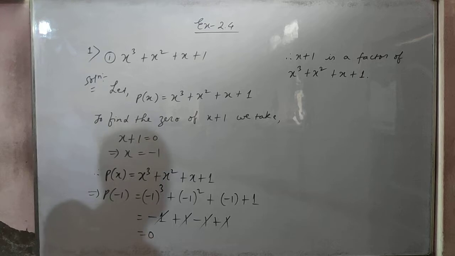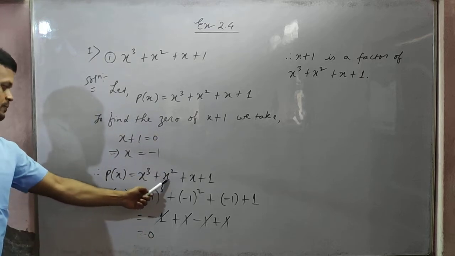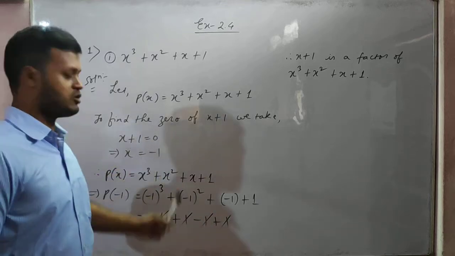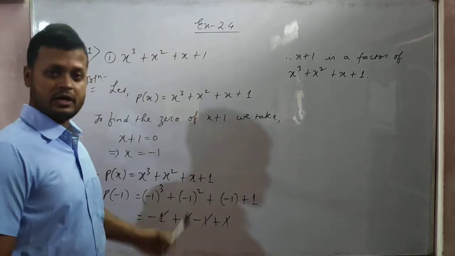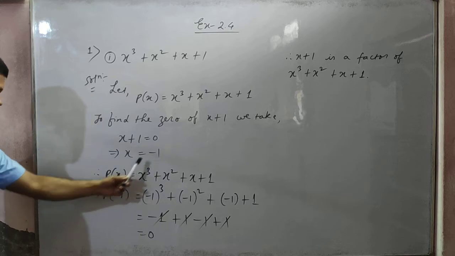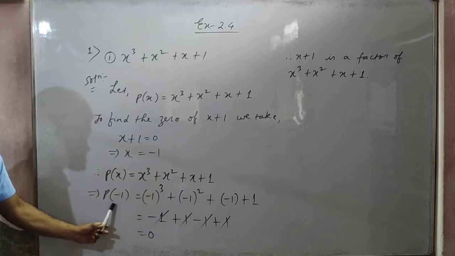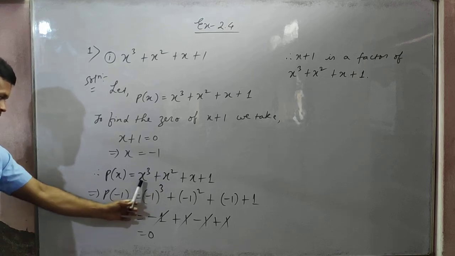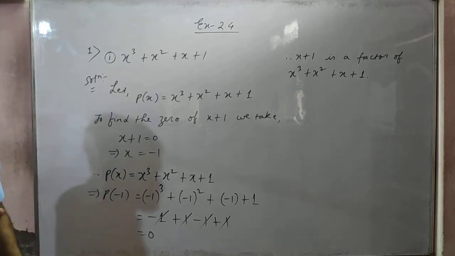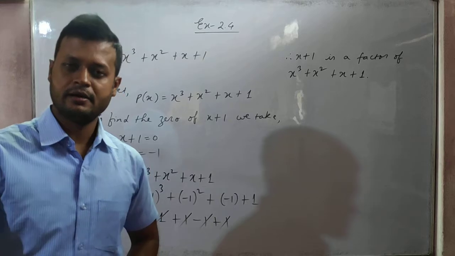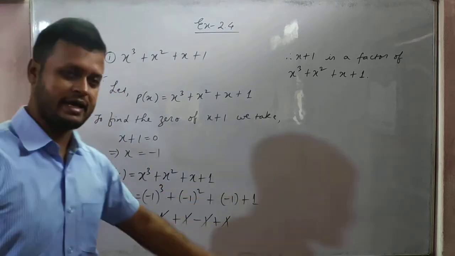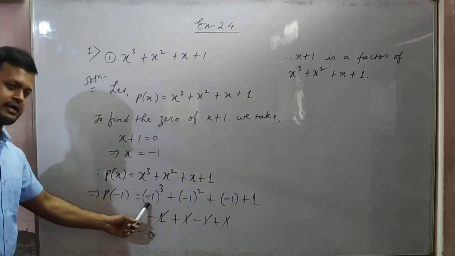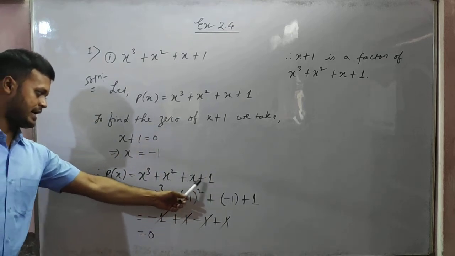So now students, p(x) is equal to x cube plus x square plus x plus 1. In place of this x, I will put the zero of this polynomial. What is the zero of x plus 1? Minus 1, isn't it? Now in place of x, you will put minus 1 here. All the x here will be replaced by minus 1. So x cube is minus 1 whole cube, x square is minus 1 whole square, and x is minus 1.